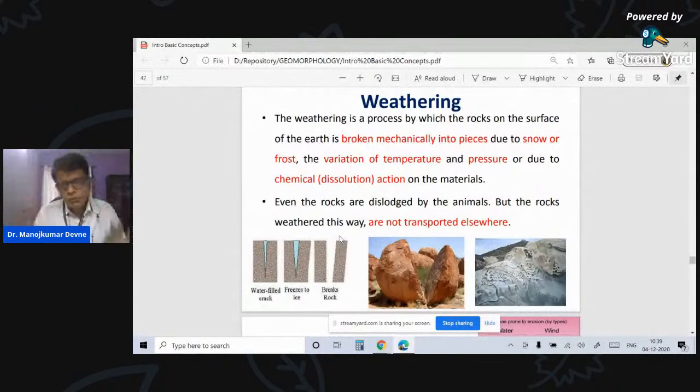Basically, there are only two types: physical weathering, or mechanical weathering, and chemical weathering. If life is involved in that, you call it biological weathering. Of late, there is something called anthropogenic weathering also, where human beings are responsible for that. Okay, broken mechanically into pieces: snow or frost, variation of temperature, pressure, that's all mechanical. Sometimes they are dislodged by animals, that's going to be called biological.